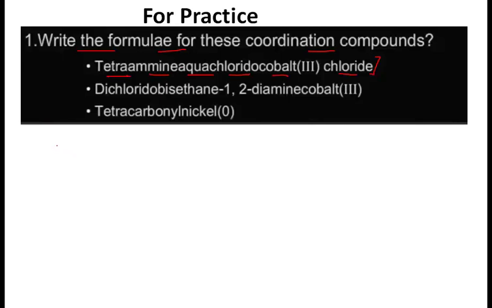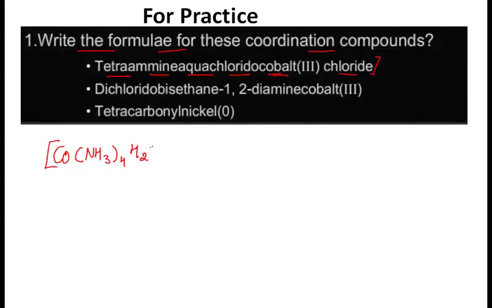So how to write the name of the complex? First we will draw the square bracket, then we will select the central atom. The central atom in this complex is cobalt, so Co, C capital, O small. Then, followed by ligands, and the ligands are to be represented alphabetically. So as you can see, it's tetraamine. Tetraamine means 4 times, amine stands for NH3. After this, it's aqua. Aqua stands for water.